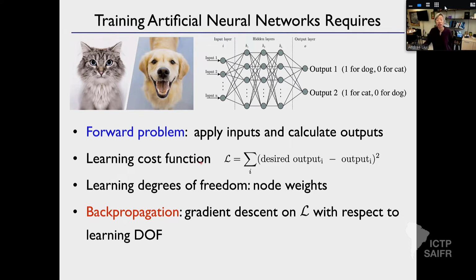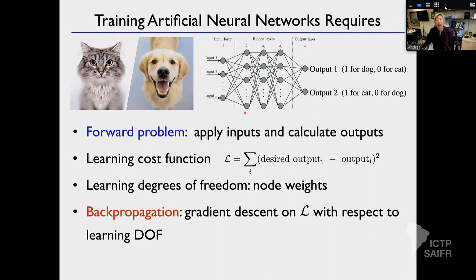So you construct a learning cost function where you pay a price if your outputs here and here and here are different from what you want them to be. Okay, so you just take that difference, you square it, and you sum over your outputs. And now you do gradient descent. You minimize this thing with respect to the node weights of your network. And that's called backpropagation. So you do gradient descent on the learning cost function. There's a clever way to do it called backpropagation with respect to the learning degrees of freedom.